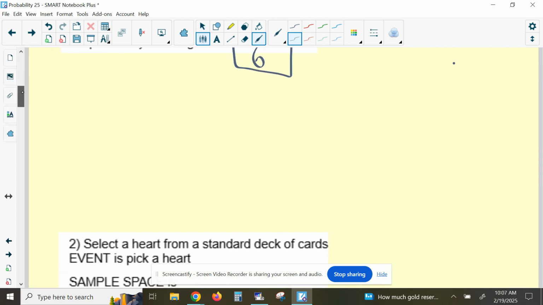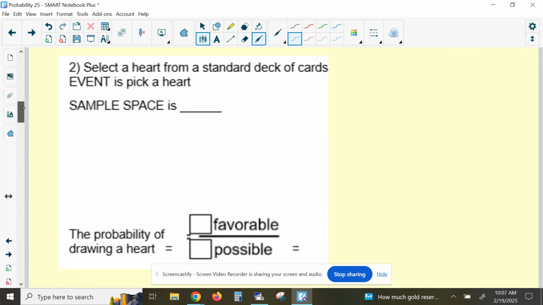The next one we only did the first 2 yesterday. So the next one was the probability of selecting a heart from a standard deck of cards. So we needed to know the sample space, which remember is the total. So what is the total number of cards in a deck? 52. And if you didn't know what a deck of cards looked like, you should go home and look at a deck and write it out so that you know for further questions. That way you've got a visual in your head of what the deck looks like.